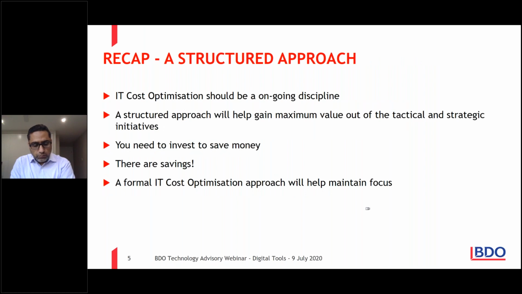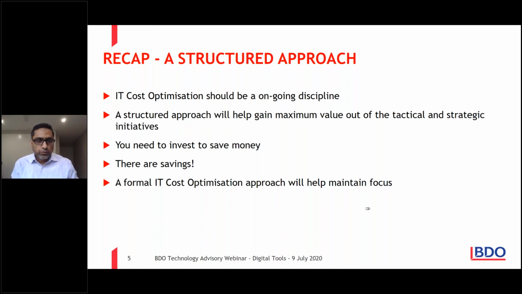Now, the second part that we have been focusing on in the last webinar was around having a structured approach towards IT cost management. COVID and some of the challenges that you might be facing in your organization could be giving you a one-off opportunity to have a look at what your IT spend is and try and optimize that. But we are strongly encouraging all our clients to use that opportunity not only as a one-off IT cost optimization, but also establish it as a practice, make it an ongoing discipline.